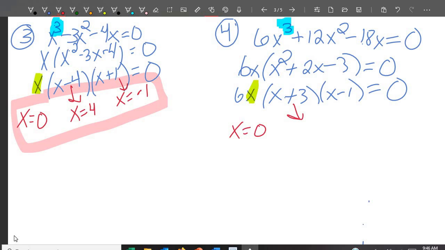Bring this one down. When we solve it, we're going to get x to be negative 3. This one will give me x to be positive 1. Now notice the sign changes once we solve it. If it's positive on the inside, it becomes negative on the outside. That's always true when you're solving these quadratic and polynomial stuff.